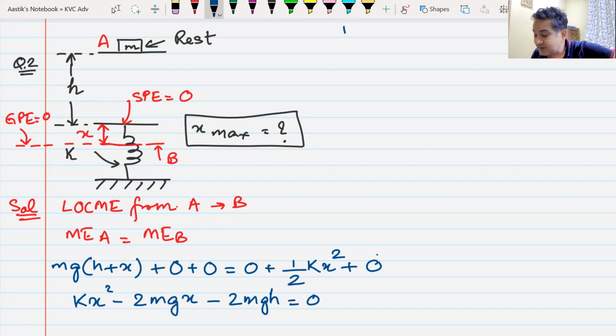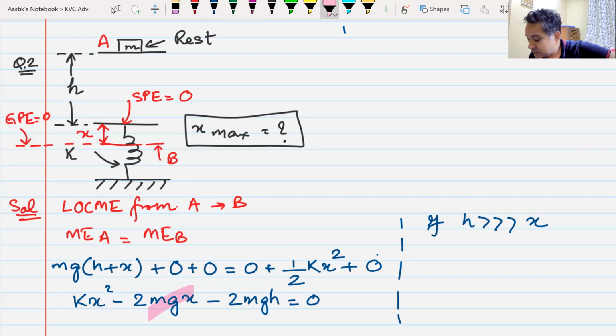Now, in some cases, they may say that h is very, very large compared to the compression of the spring. If we take that case, then you can neglect this term as compared to your value of mgh, and in that case, your answer would be same as the answer you got in the previous case. Do we understand this?